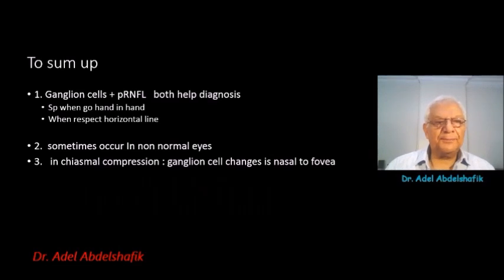So, to sum up, ganglion cells and peripapillary nerve fiber layer both help the diagnosis of glaucoma, especially when they go hand in hand, especially when the ganglion cell respects the horizontal line. Keep in mind that such changes may occur in a non-glaucomatous normal eye. And keep in mind, in case of neurological chiasmal compression, ganglion changes occur on the nasal side of the fovea.